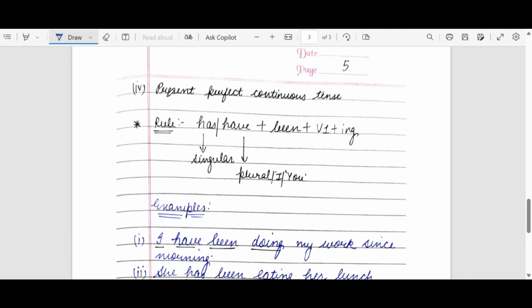The fourth classification is present perfect continuous tense. It is a combination of perfect rules and the continuous rules. In continuous, we use ing, and in perfect, we use has or have. So one additional word in this is been. We'll discuss the rule. Rule for the same is has or have plus been plus V1 plus ing. Has for singular. Suppose she has. Have for plural. We have, I have, you have. Been. You have been. I have been. She has been. V1, first form of verb, ing. Suppose V1 is learn. Ing. It forms learning.